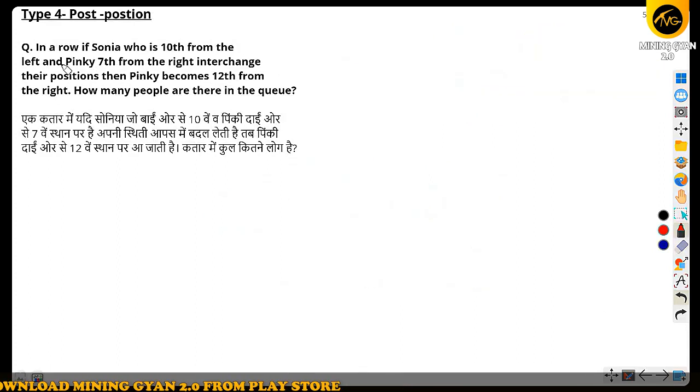Now the next type of question is the post position. In a row, Sonia, who is 10th from the left, and Pinky, 7th from the right, interchange their position. So basically this is called interchange or post position condition. Interchange their position, then Pinky becomes 12th from the right. How many people are there in the queue or row? So basically this is left and this one is the right.